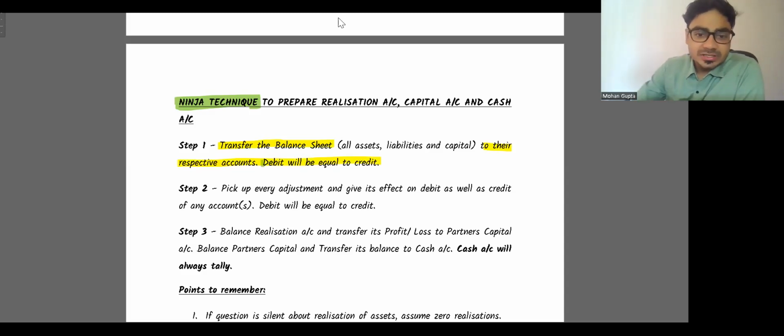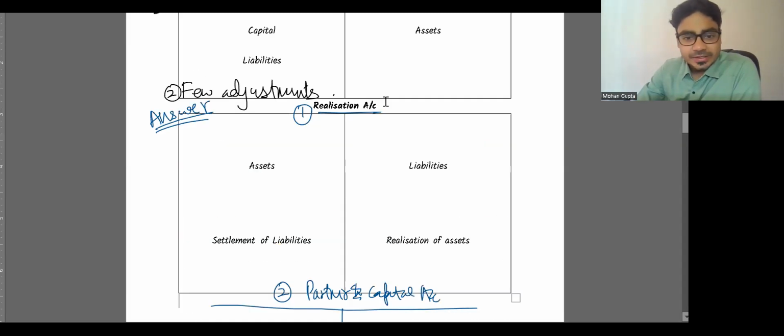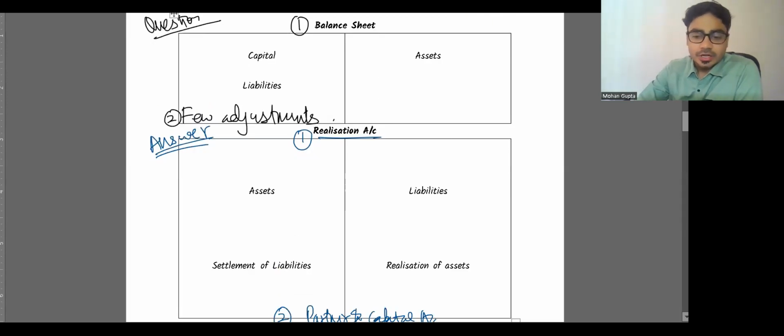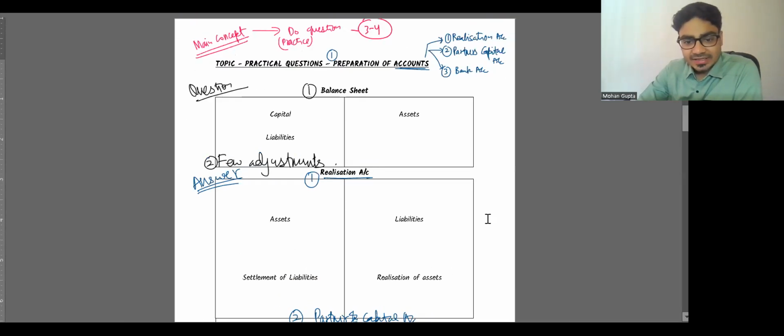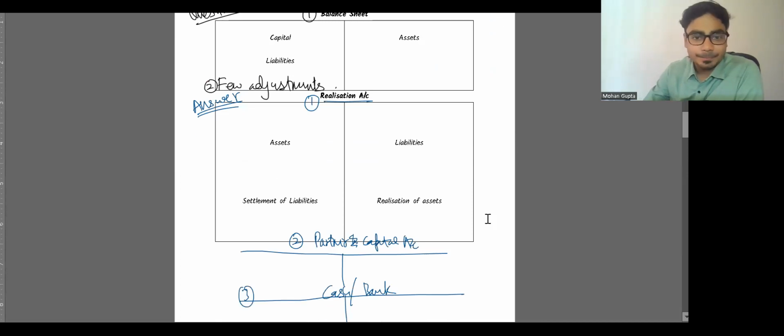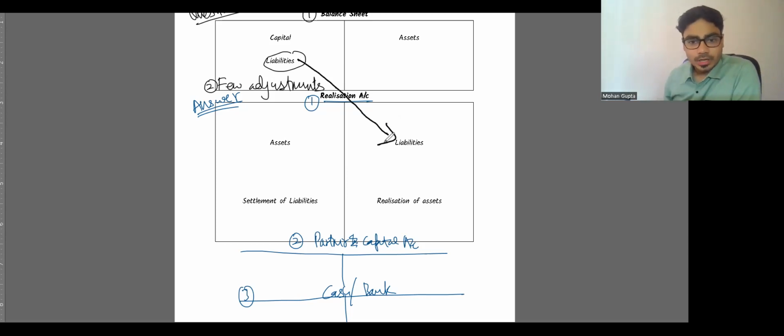So the first step is forget the adjustments, ignore the adjustments, transfer all the assets and liabilities, the complete balance sheet to the realization account. So for example, all the liabilities will be posted on this side. So all the liabilities will be posted here. Crisscross. Capital will be posted here.